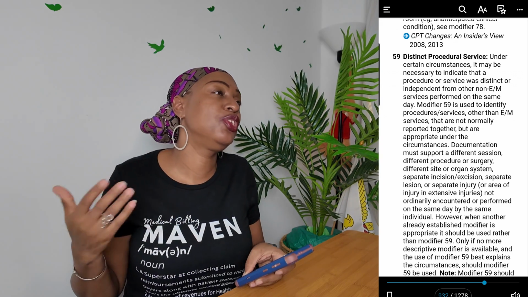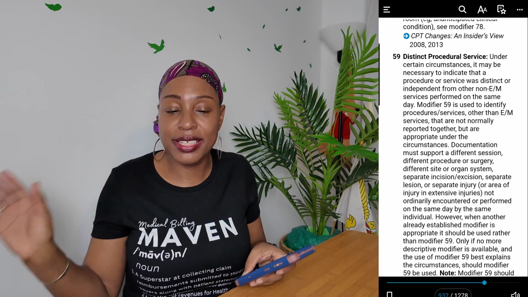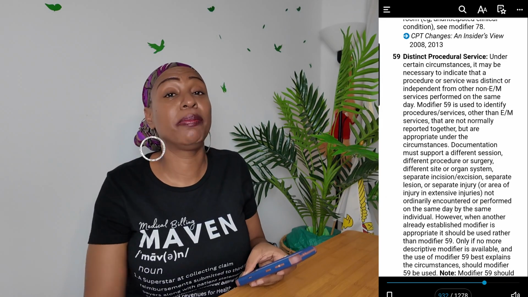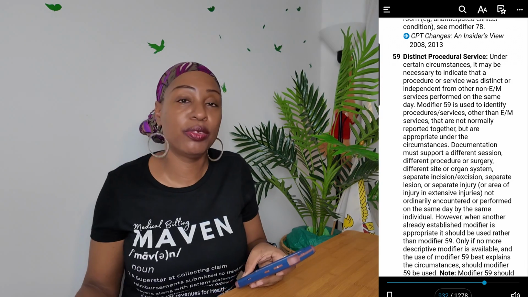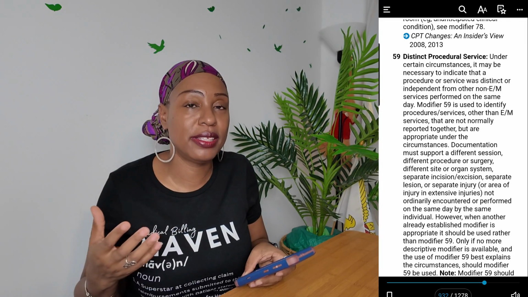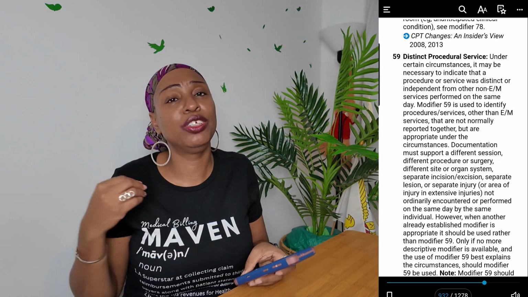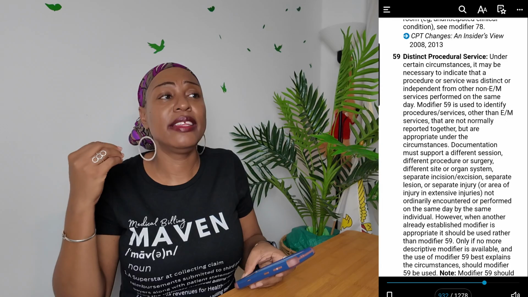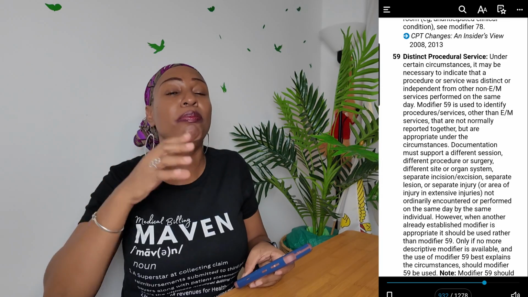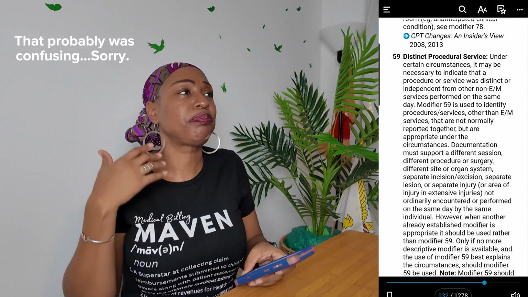So if for some reason you have a procedure done on the knee and then done maybe close to the knee, you might try to put a modifier on one of those procedures saying that it's distinct, but in actuality it may not be distinct. It has to be a distinct service. Most of the time when you're doing a procedure in the same region or using just one cut, you cannot bill for both procedures if you're going in the same way. I hope I'm explaining that right.